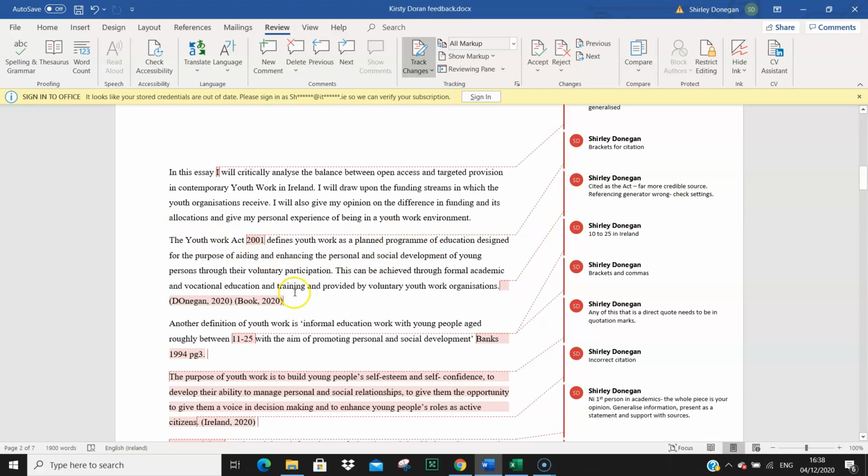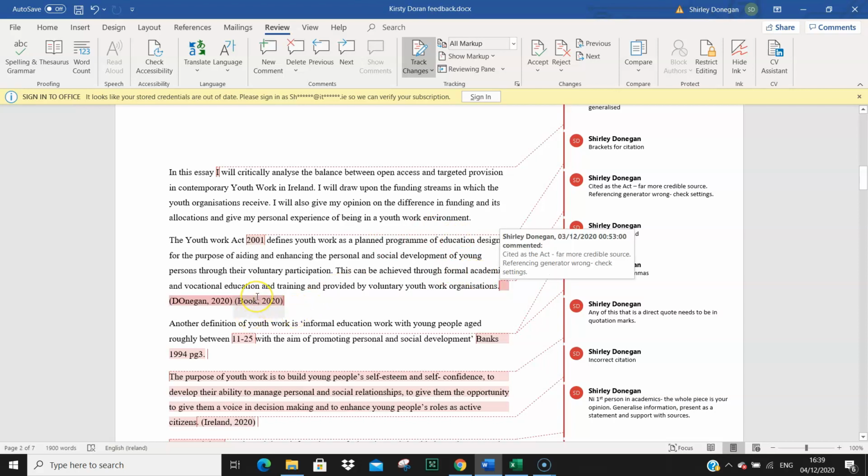So here, if we're citing the Youth Work Act, this needs to be in brackets. Okay, so the Youth Work Act and in brackets 2001 makes it a citation, and therefore we don't need this, which, by the way, the Act is a far better citation, a far more valid citation than that. And this is incorrectly formatted. But when we say the Youth Work Act 2001 defines youth work as, and we need to start our brackets here, a planned programme, because it's a direct quotation. It's straight from the Act itself.